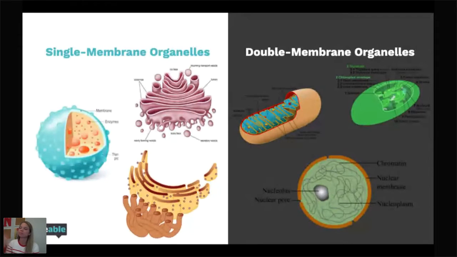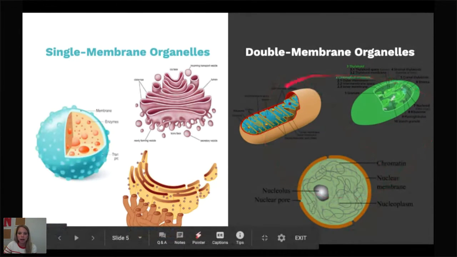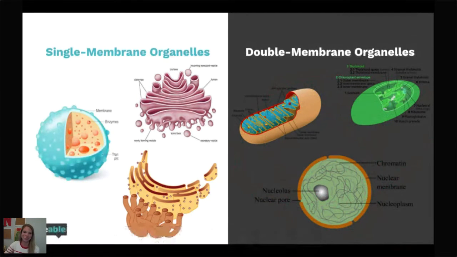But then on the other hand, you have these 3 little nuggets, a mitochondria, a chloroplast, and a nucleus, and they have a double membrane, 2, dos. But they have a double membrane.